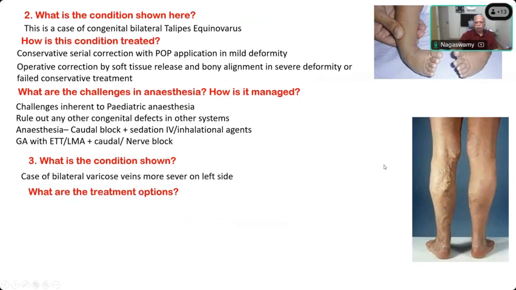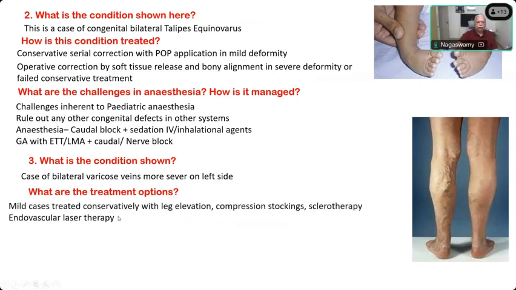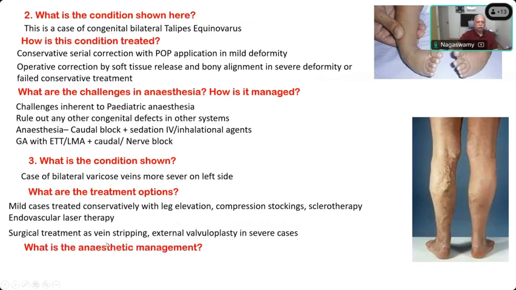What is the treatment option for this? Sclerotherapy, surgical stripping, radio frequency ablation. Okay, good. Mild cases are treated conservatively with leg elevation, compression stockings, sclerotherapy, or endovascular laser therapy, which is a newer thing that has come out. And surgical treatment is vein stripping, external valvuloplasty in severe cases.